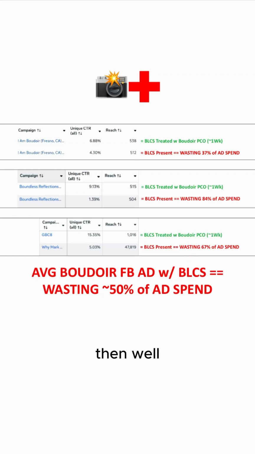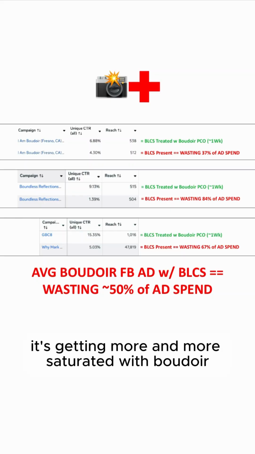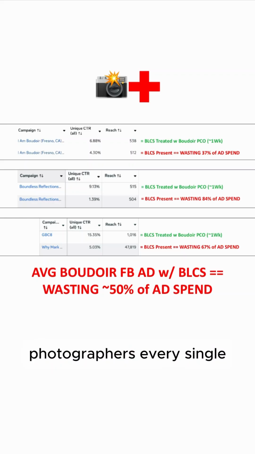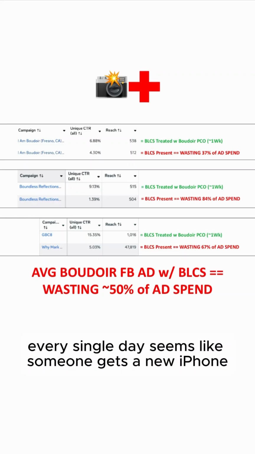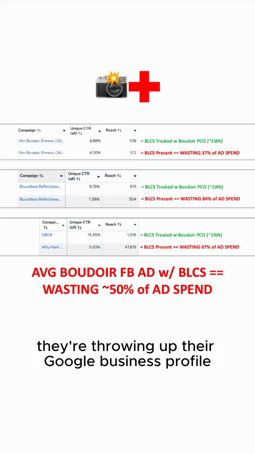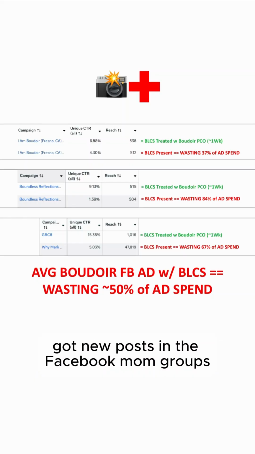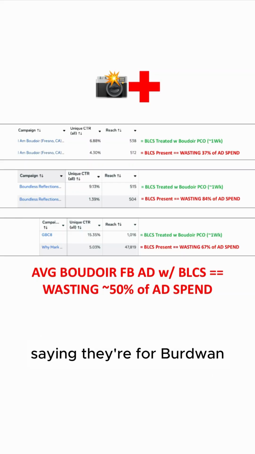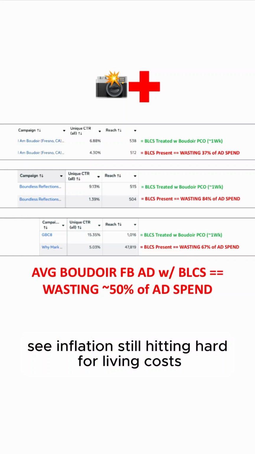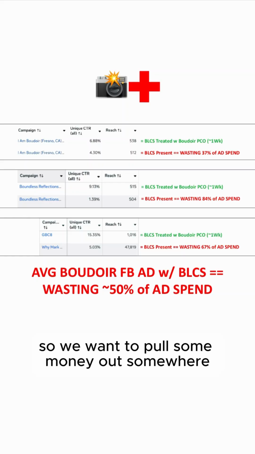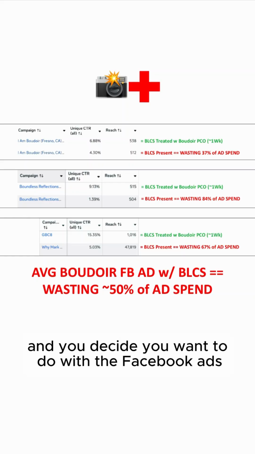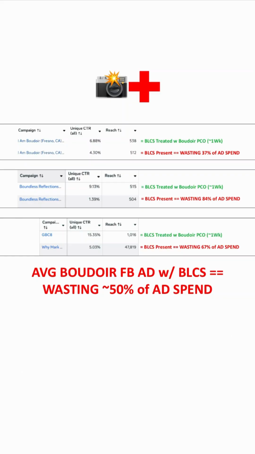Then, well, because you're looking around the marketplace, it's getting more and more saturated with boudoir photographers every single day. Seems like someone gets a new iPhone, they're throwing up their Google business profile saying they offer boudoir. Or if they get a new camera, got new posts in the Facebook mom groups saying they offer boudoir. And we're seeing inflation still hitting hard for living costs. So we want to pull some money out somewhere. You decide you want to do it with Facebook ads. Put that money back in your pockets.